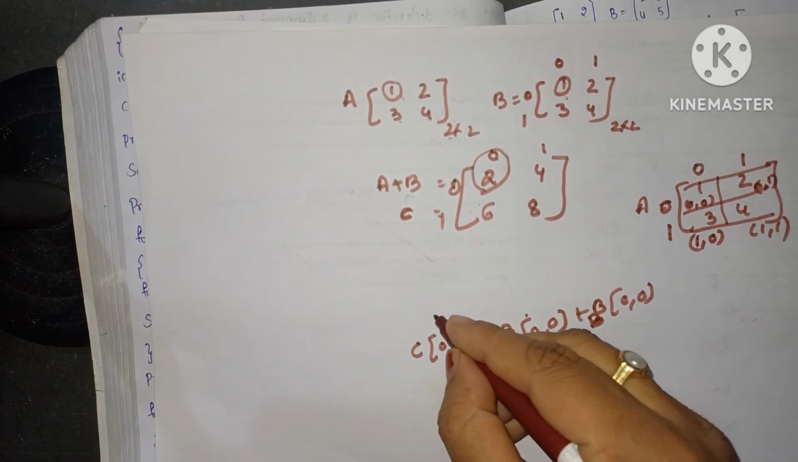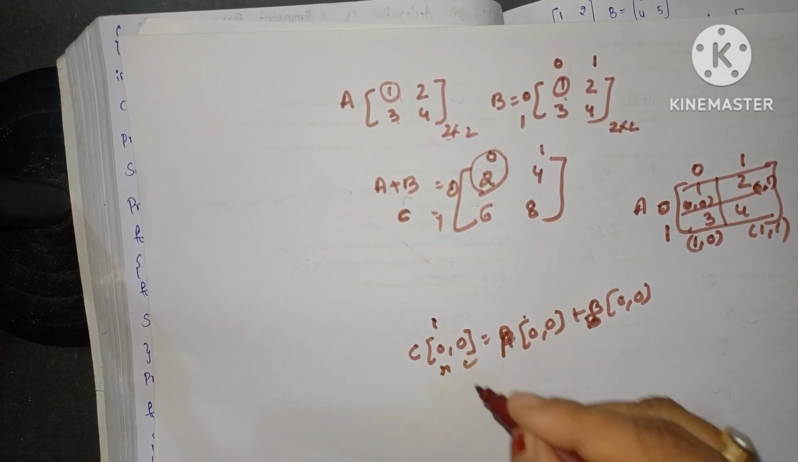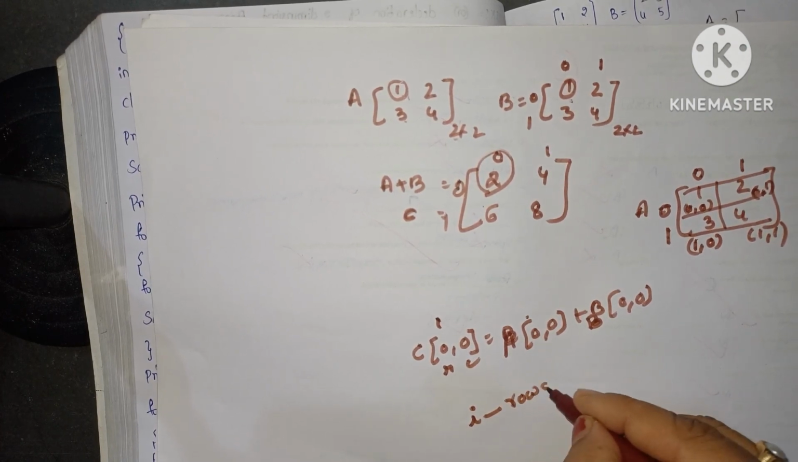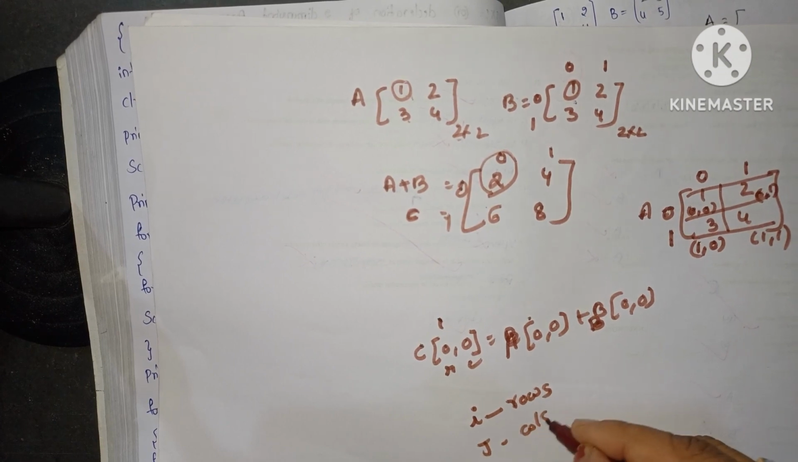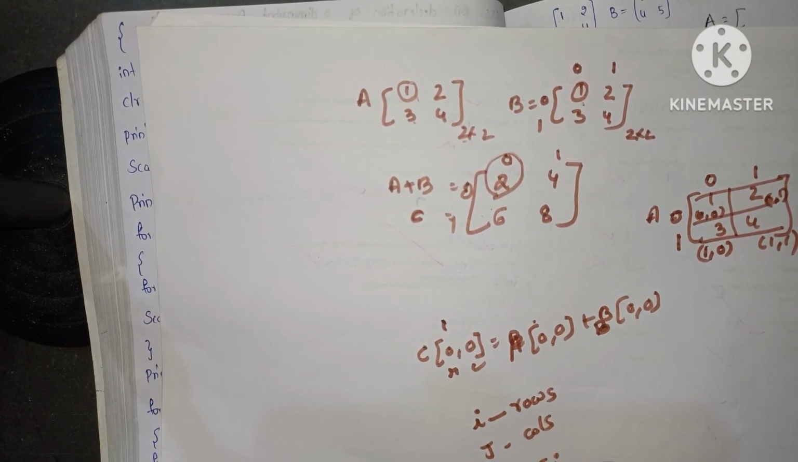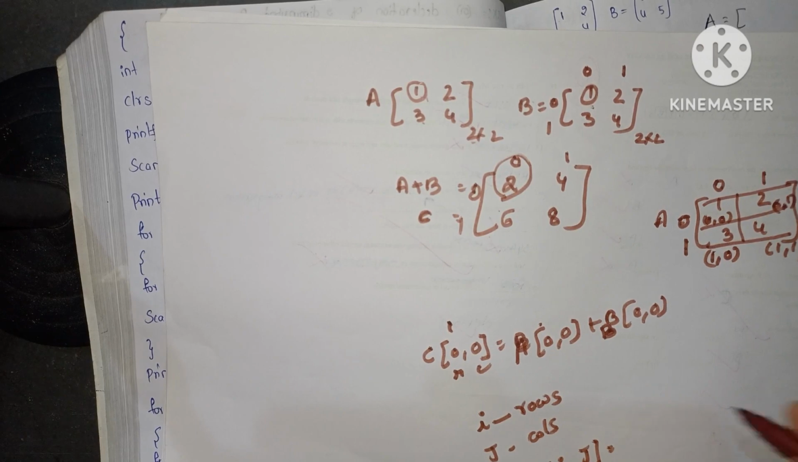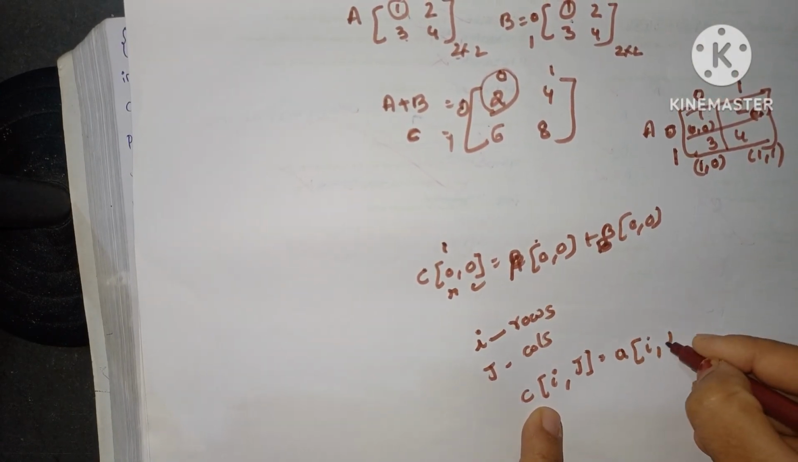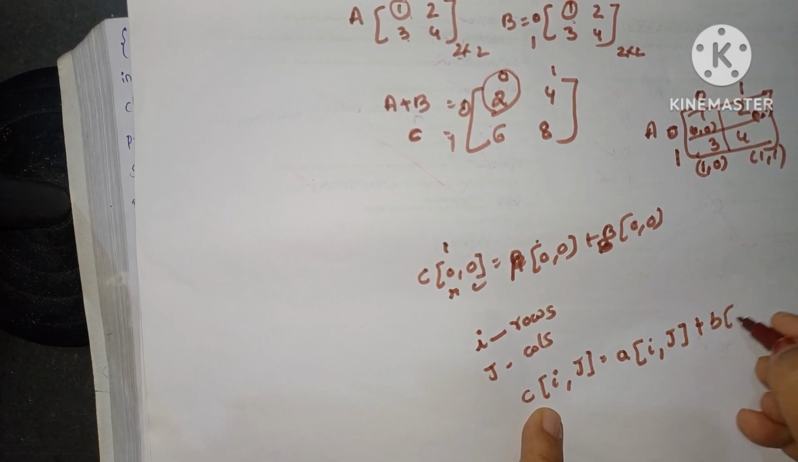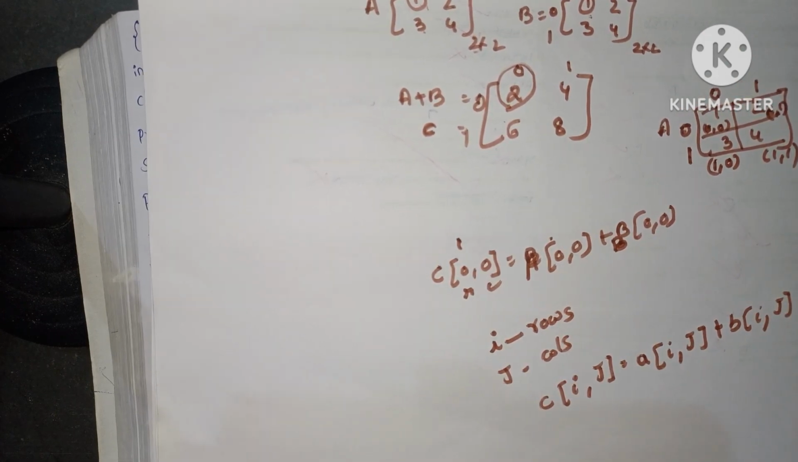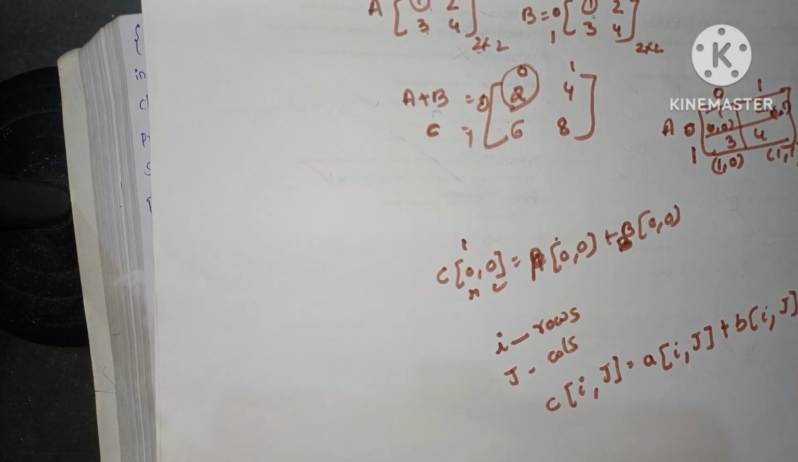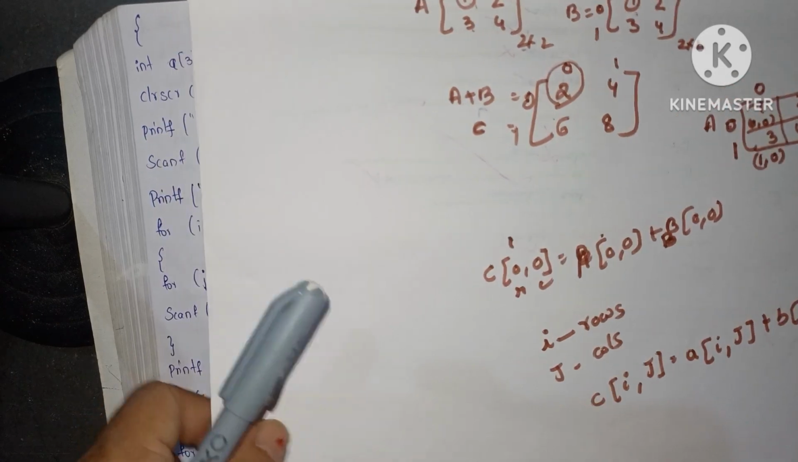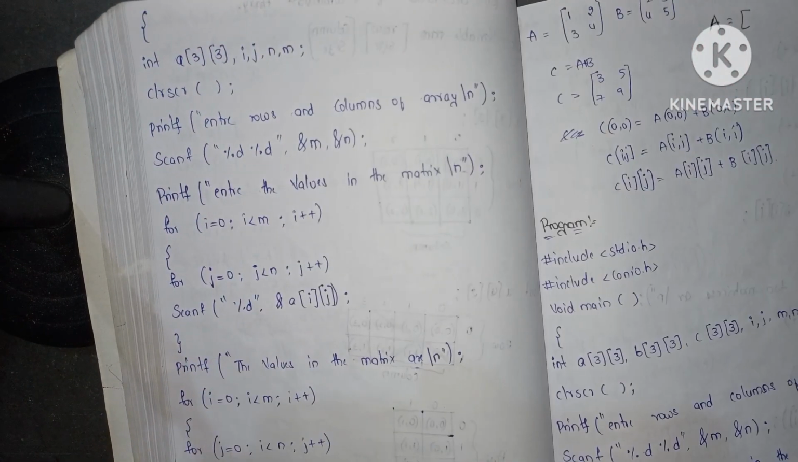Here, this is the row and this is the column. In the program, I is used for rows and J is used for columns. So the logic is C of I comma J equals, how do we get it? C of Ij is equal to A of Ij plus B of Ij. This is the simple logic for matrix addition, the sum of two matrices. Now I am explaining this logic using a sum of two matrices program.